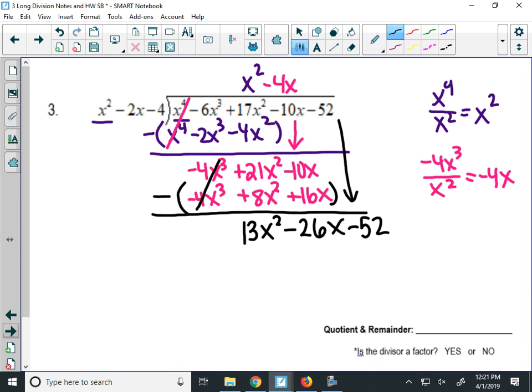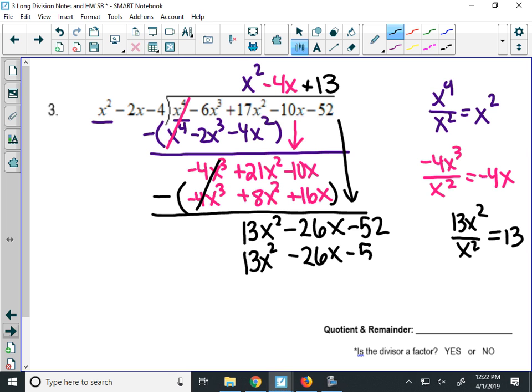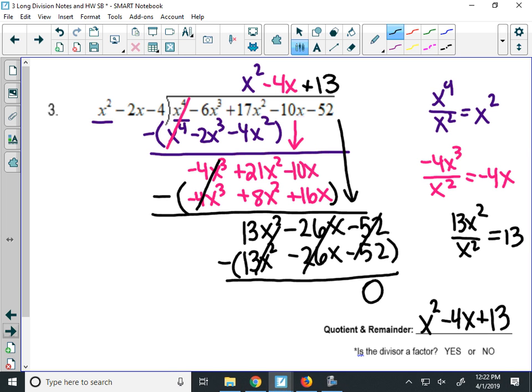Last step. Last one here. Yes, thank goodness. 13x squared divided by x squared just gives you 13. So put a plus 13. All right, 13 times x squared is 13x squared. 13 times negative 2 is negative 26x. And what's 13 times negative 4? Negative 52. Well, what's really nice when I subtract all those? They all cancel, and I get a 0. So my quotient is x squared minus 4x plus 13, and is the divisor a factor? Yes.